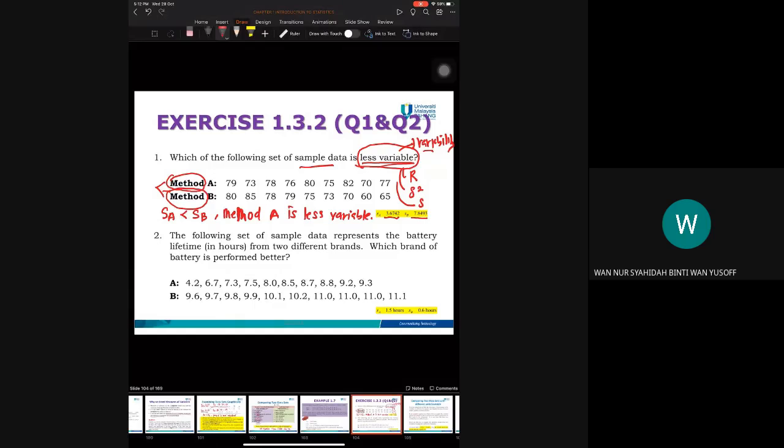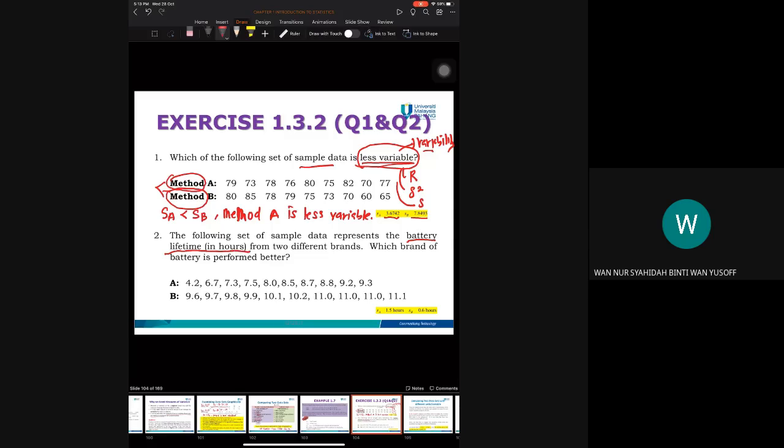Okay, the second question. The following sets of sample data represent the battery lifetime for two different brands. Which brand of battery performs better? What is the variable here? The battery lifetime, in hours. That's your variable.